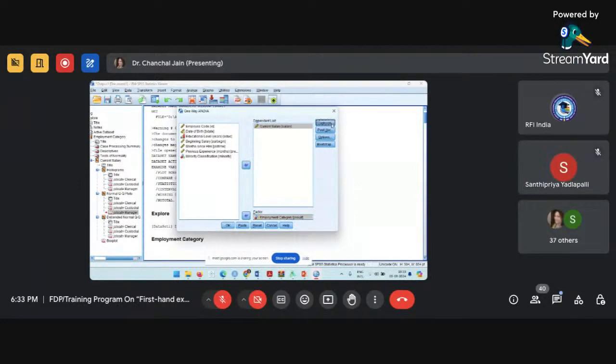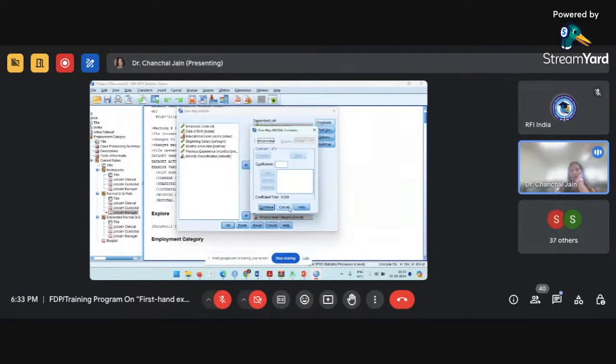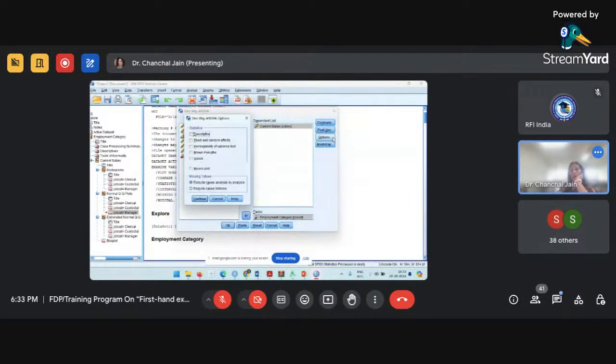Okay, so contrast I'm not using right now, that we will see later on. Post hoc also I am not touching right now. We will see this later on. I'll click on the Options button directly. There you need to select descriptives. You need to select homogeneity of variance test, and that is all. There is no use of Welch right now. You need to select only two things: descriptive and the homogeneity of variance test. Is it fine, everyone?